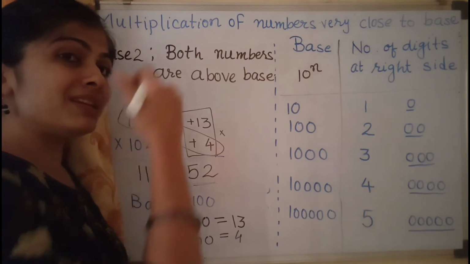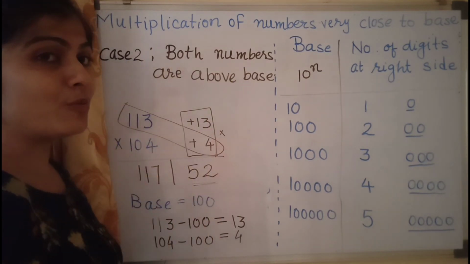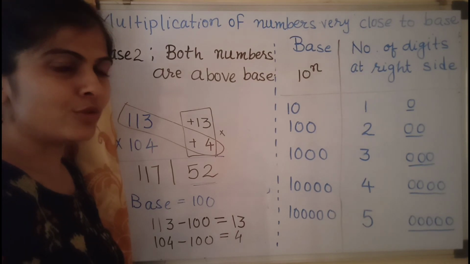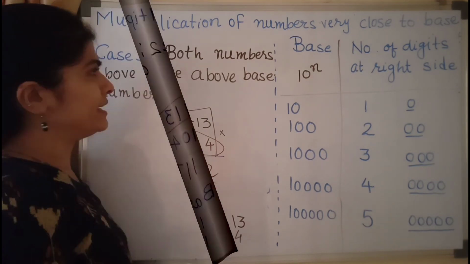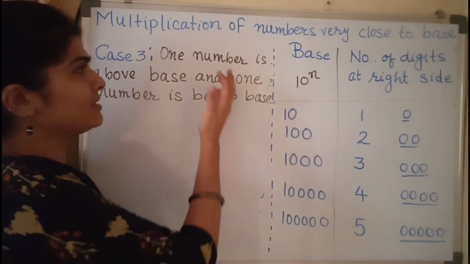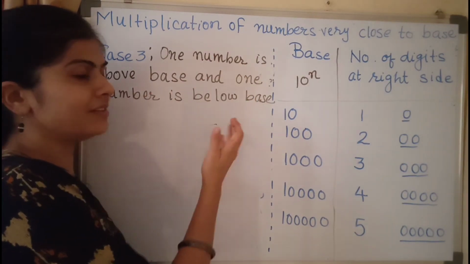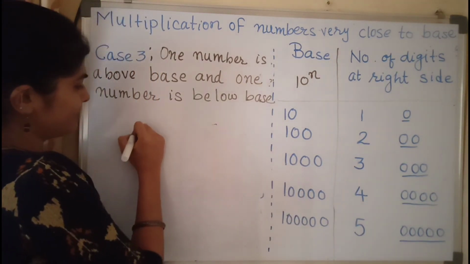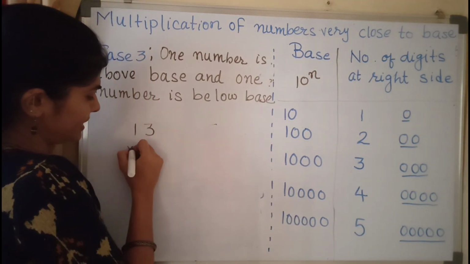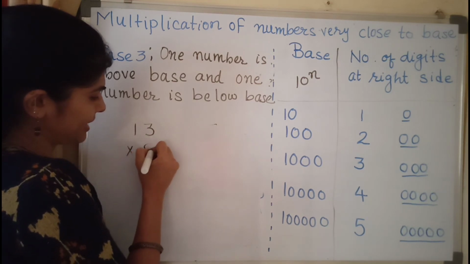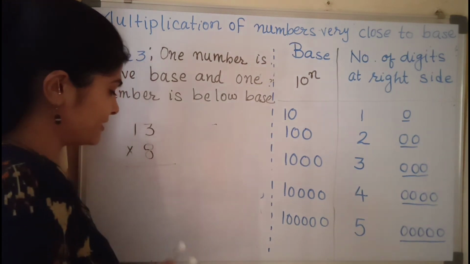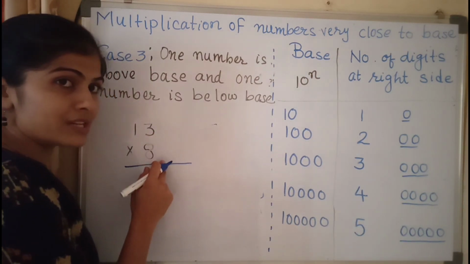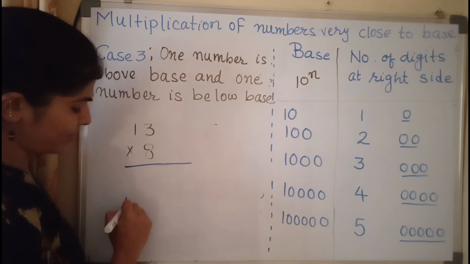If one number is above base and another one is below base, then what to do? That I am going to explain to you. So now I will explain case number 3. In this case, let's consider one number is above base and another one is below base. So the first thing is, let's consider an example: 13 times 8. If I consider 13 times 8, then both the numbers are closer to 10. So we can say that my base is 10.